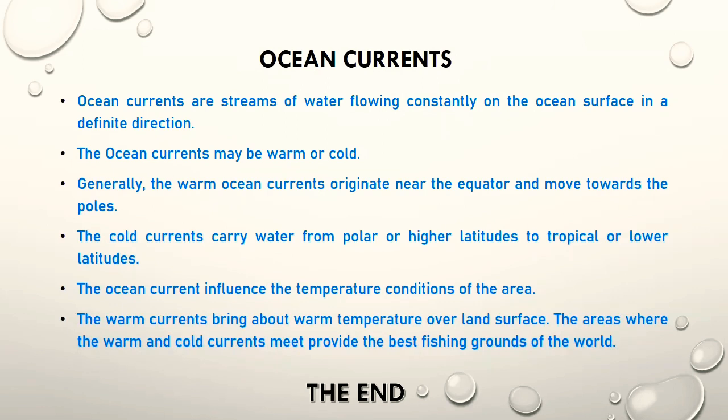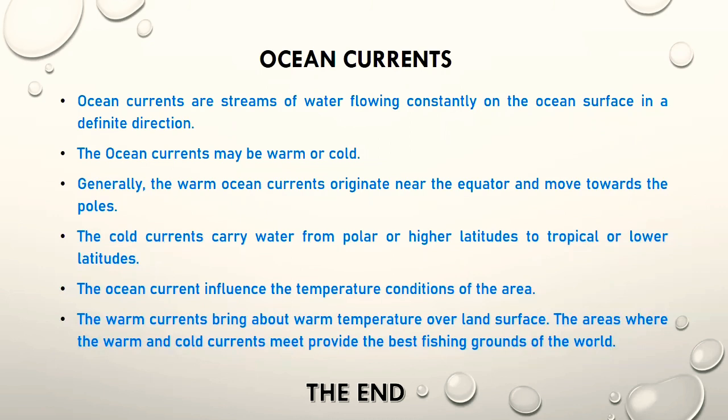Here you see the topic is ocean currents. What is it? Ocean currents are the streams of water flowing constantly on the ocean surface in a definite direction. It's very simple.